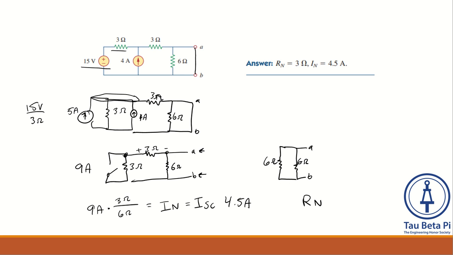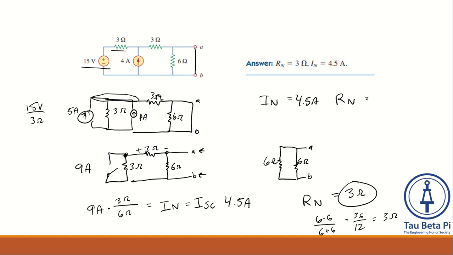This means that our Norton resistance is equal to 3 ohms, because we would have 6 times 6 over 6 plus 6. This comes down to 36 over 12, which is 3 ohms. So that's where that value comes from. So now we know that our Norton current is the 4.5 amps, and the Norton resistance is the 3 ohms. And that matches our answer at the top.